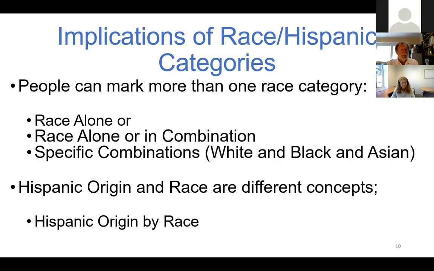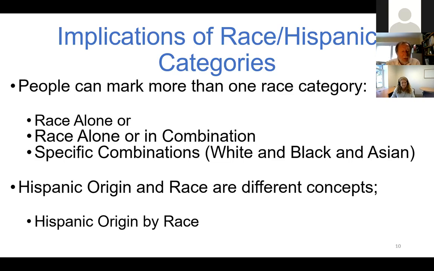So if a person only marked one race, let's say Black, they would be included in the Black alone category. If someone marked two categories, say Black and white, they would be included in the race alone or in combination category. So it includes everyone who marked Black, regardless of what else they marked.